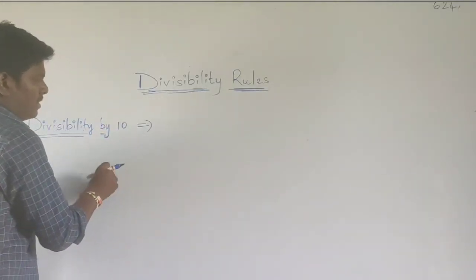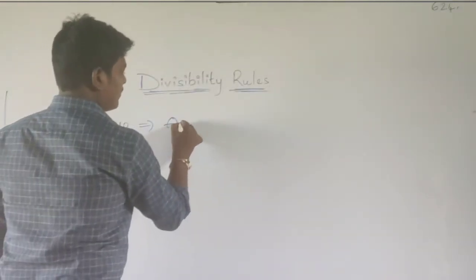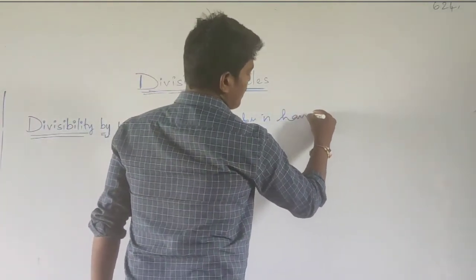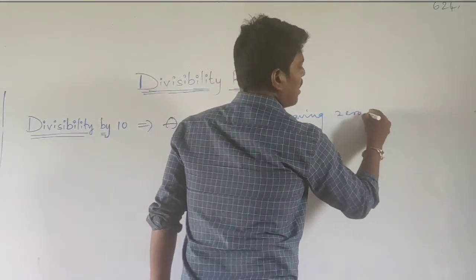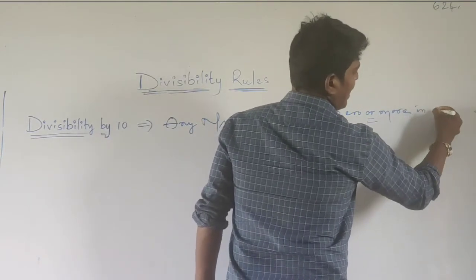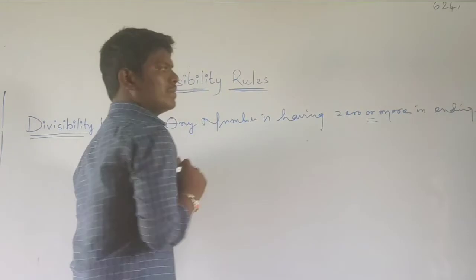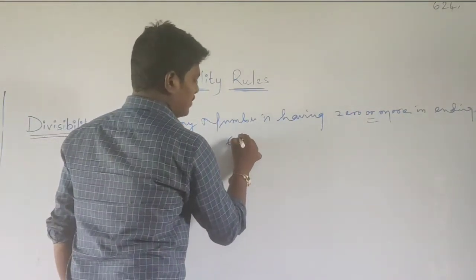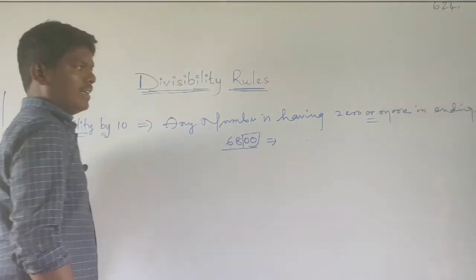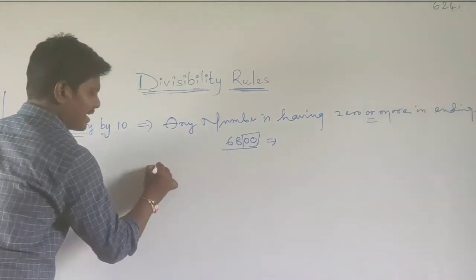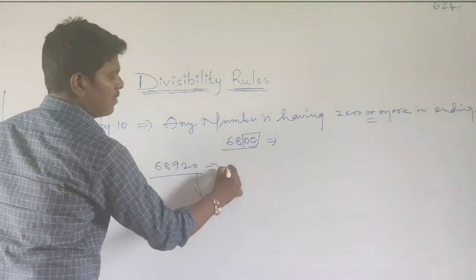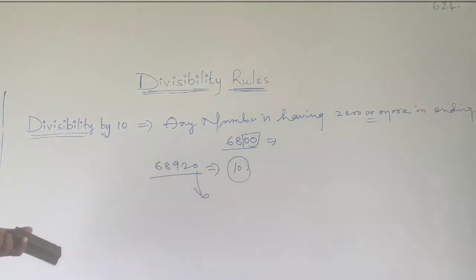Divisibility rule by 10. It's very simple. If any number has 0 or more zeros at the end, then that number is divisible by 10. We take one example, 6,800. We have 2 zeros, so this number is divisible by 10. 68,920, in the ending we have 0, so this number is also divisible by 10. It is very simple.